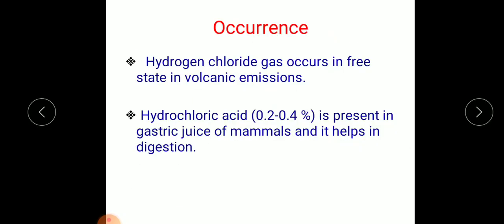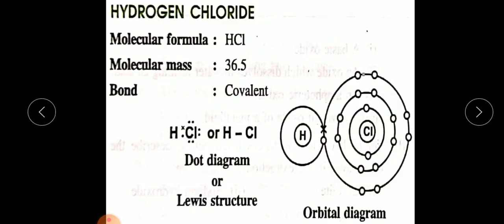Beginning with hydrogen chloride, the molecular formula is HCl. If it is written hydrogen chloride, HCl, then it is a gas. If it is written hydrochloric, then it is an acid. Both have the same molecular formula. Molecular mass is 36.5. The chemical bond present between hydrogen and chlorine is a covalent bond. That means there is a sharing of electrons.